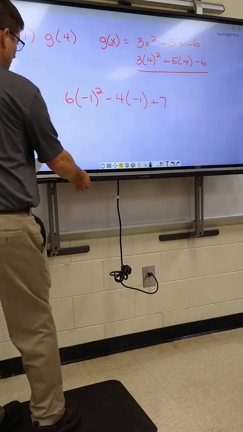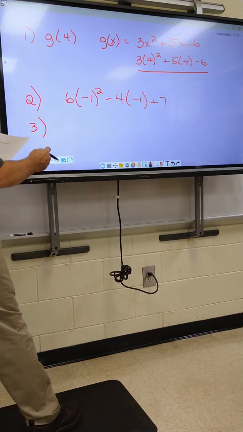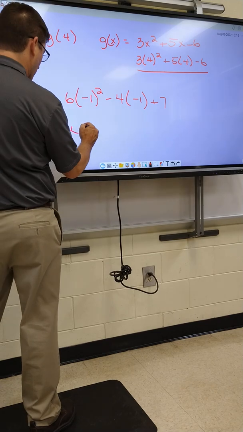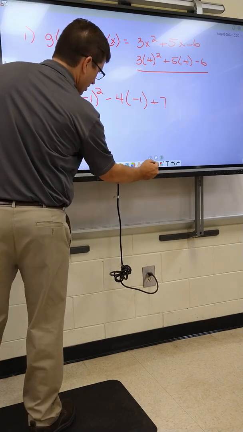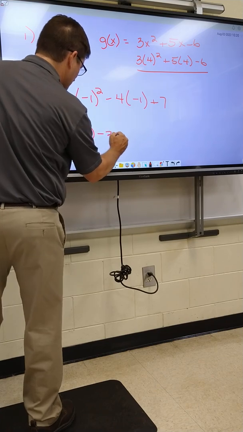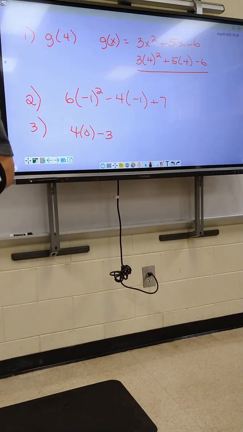Now, number 3 should be easy because we're plugging in 0. You might can do that one in your head. 4 times 0 minus 3. Plug that in. That one should be quick. That's -3. 4 times 0 minus 3.